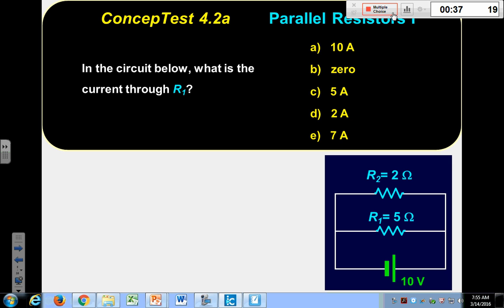I'll stop at 43. Just guess if you're not sure.